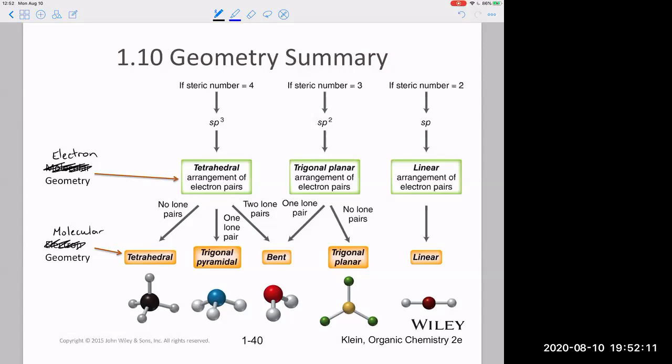But yes, so if you're sp3, you can either be tetrahedral, trigonal pyramidal, or bent. sp2 is trigonal planar with no lone pairs. If you have 1 lone pair, so that would be as if I got rid of this bond here, this is also considered to be bent. And then sp hybridized are linear.